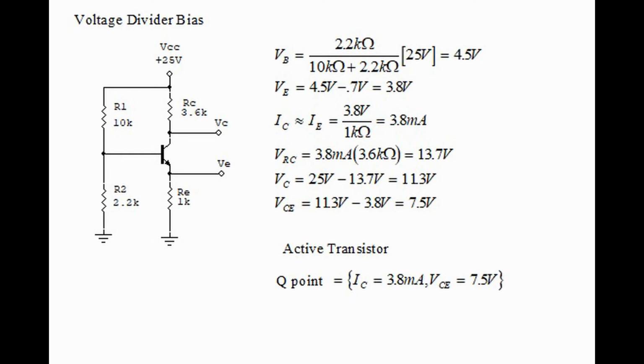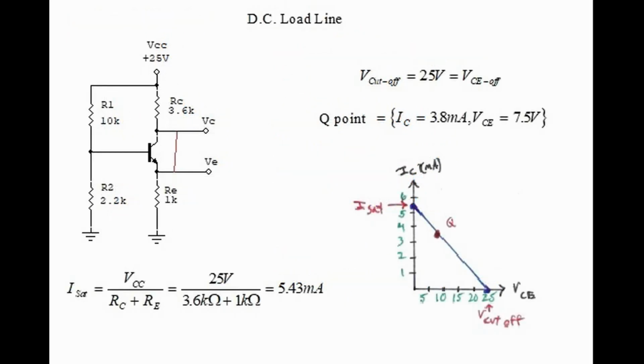Now we can define a new term, and that is the quiescent point, or the Q point. The Q point consists of two things: current in the collector, which is 3.8 milliamps, and voltage collector emitter, which is 7.5 volts. We need to do a few more calculations on this problem, and the first thing is we need to find VCE off. VCE off is the same thing as cutoff. If you remember, if there is no current to the base, then there is no collector current. In that case, VC would be the same thing as VCC. In this case, VCE cutoff is 25 volts.